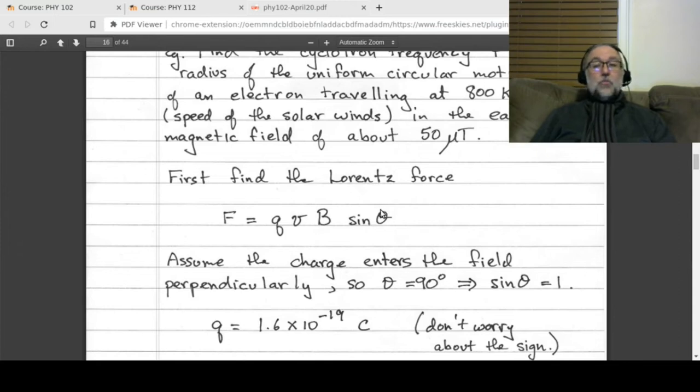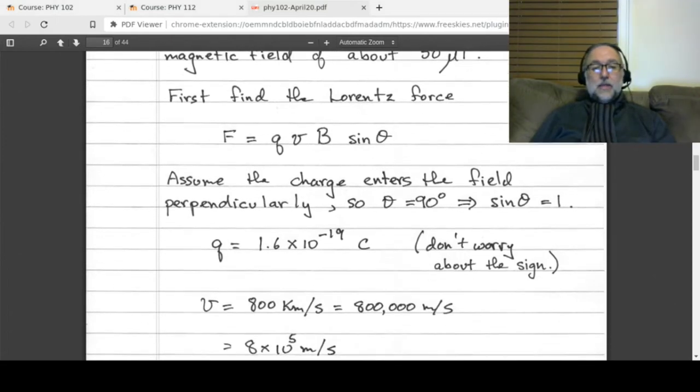For theta, let's assume you don't know at what angle the solar winds hit our magnetic field, and they hit it from all different directions, so a lot of different things can happen. But let's assume for this particular problem that the electron is hitting the B field at 90 degrees. So the electron enters perpendicularly, which means theta equals 90 degrees, and the sine of 90 degrees is 1. That makes life easier. We don't have to worry about the sine theta here, it's just going to equal 1.